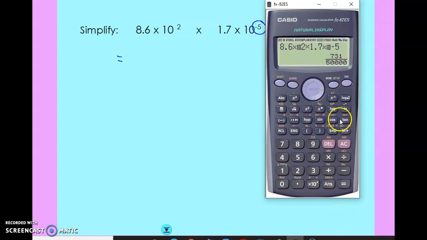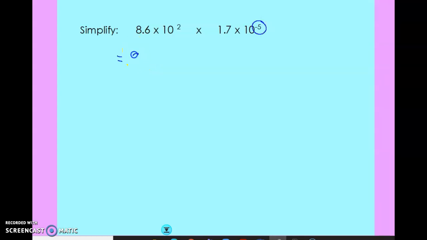It equals, and it's given me 731 over 50,000. I don't want that. I press the button and I get 0.01462. 0.01462 in standard form then, I get 1.462 times 10 to the power of -2. Try not to leave these dots behind in case they look like extra decimal places.